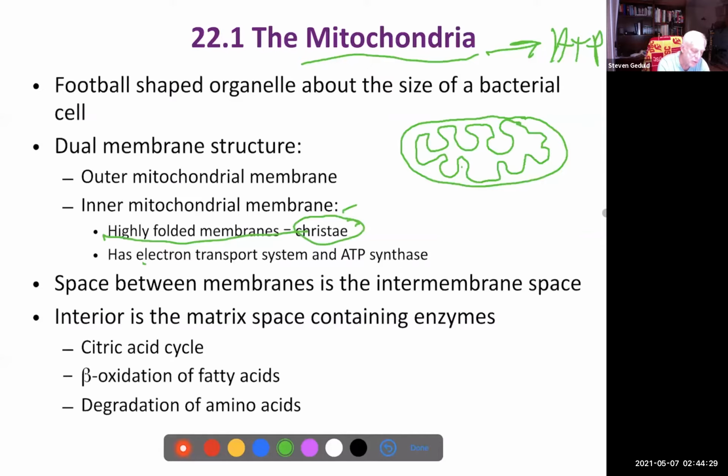It has an electron transport system and ATP synthase. So it takes the electrons and uses the electron movement from one molecule to another as the energy to drive ATP synthase to form ATP. The space between the membranes, this space right in here, between the inner membrane and the outer membrane, is called the intermembrane space.